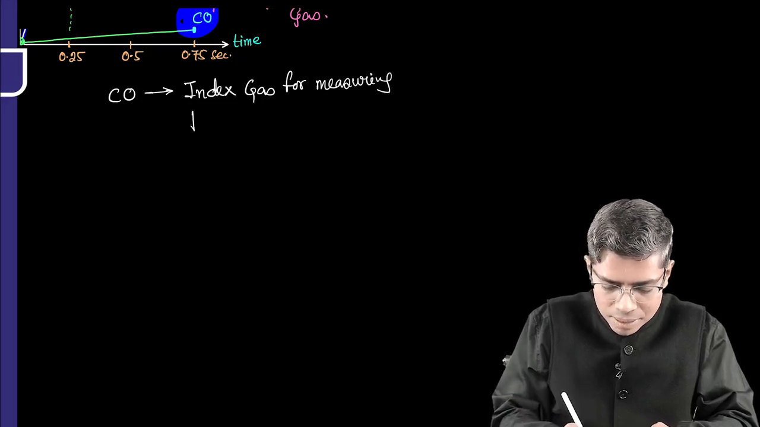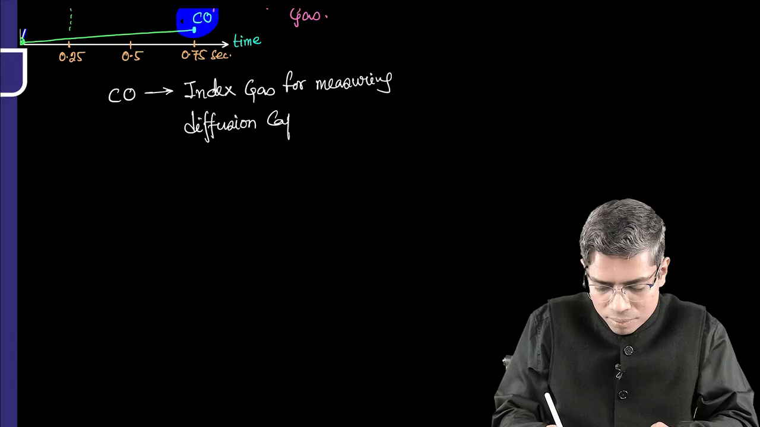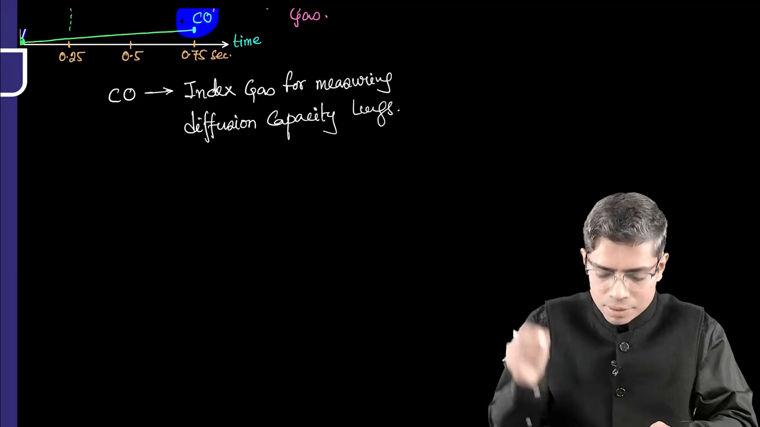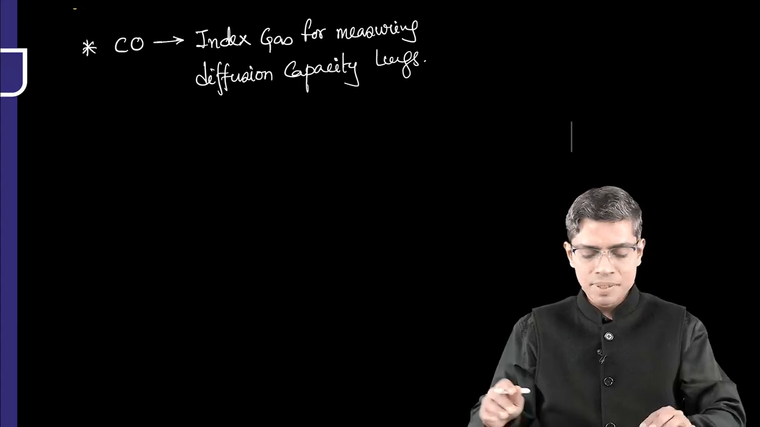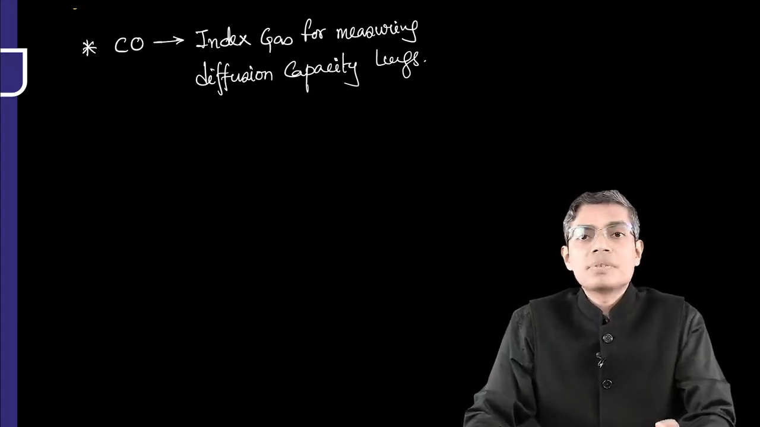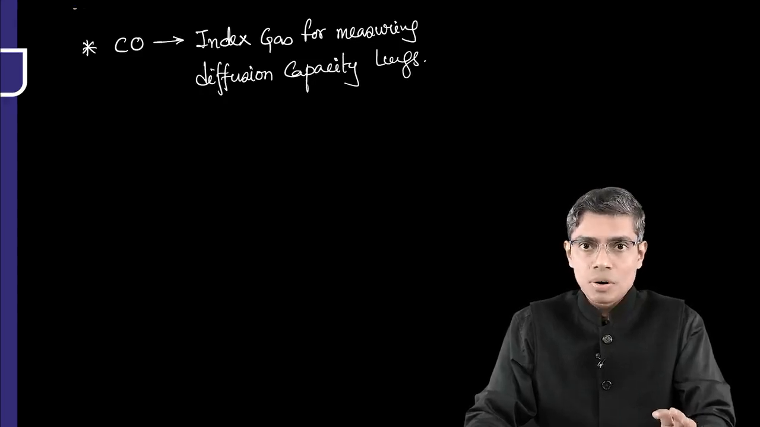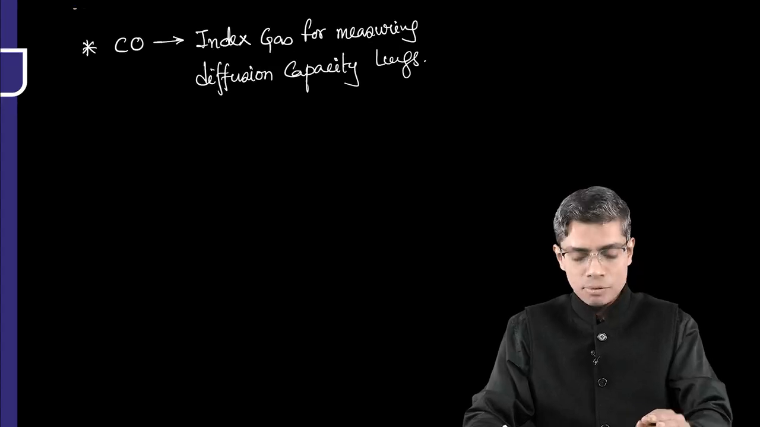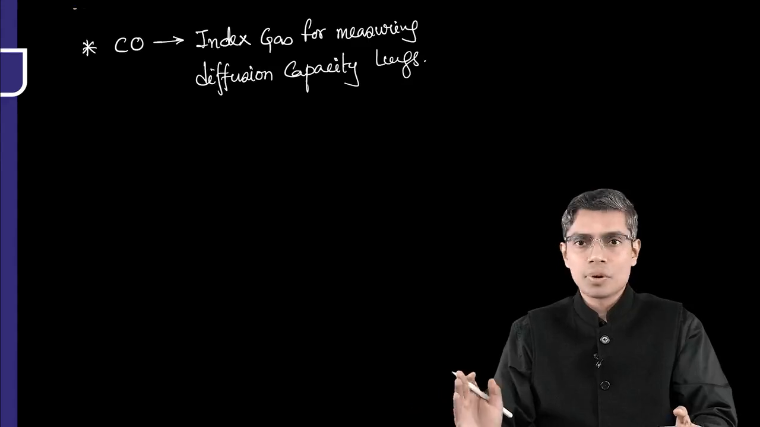For measuring diffusion capacity of lung, right? Diffusion capacity of lungs. How it is done, we are going to discuss, right? So carbon monoxide is a very poisonous gas, right? So whenever you are using carbon monoxide, you have to be cautious. And you will get why it is a very poisonous or dangerous gas. You will understand this phenomenon in the hypoxia chapter.